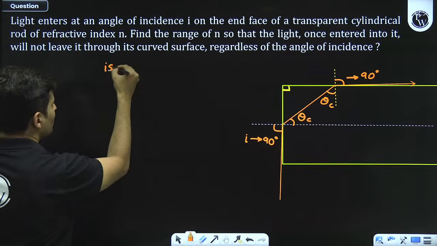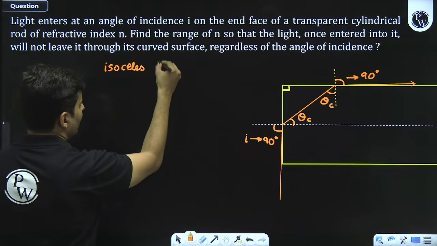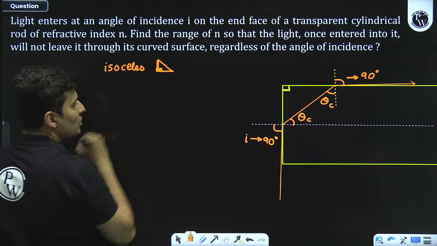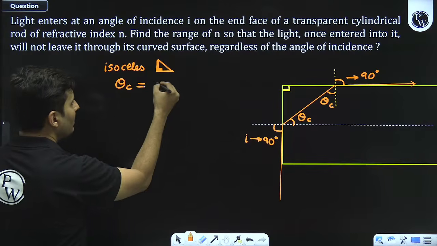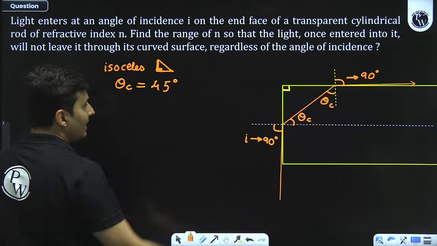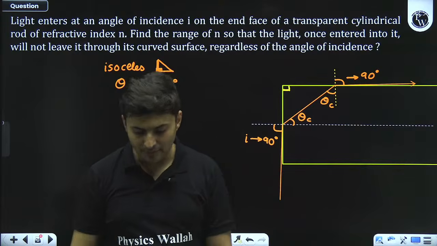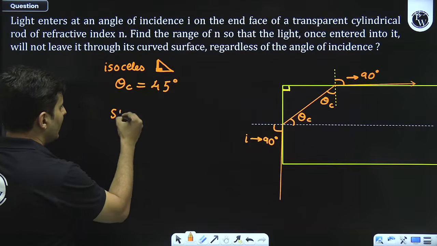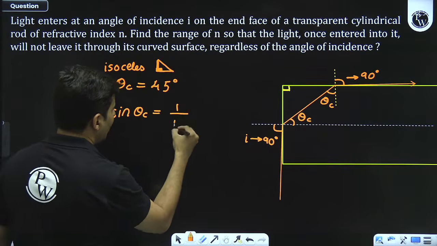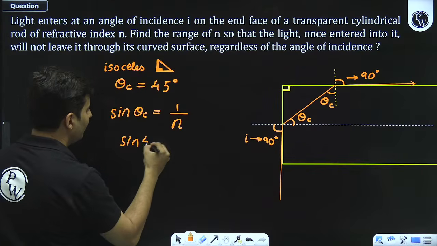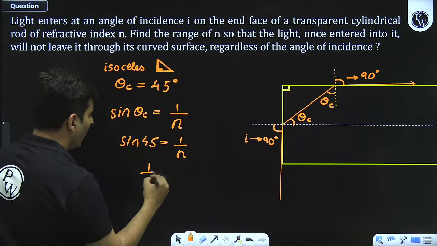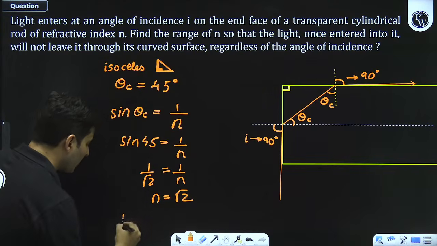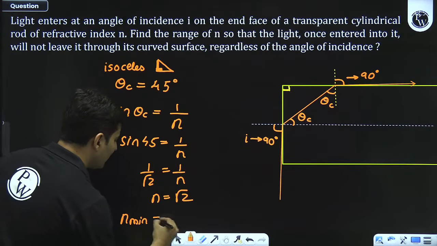So, it's an isosceles right-angled triangle. So, theta c will be basically 45 degrees. Yes or no? Very good. Next step. What is sine of theta c? It will be 1 by the refractive index. So sine of 45 is 1 by n. So 1 by root 2 is 1 by n. So n is root 2. So the n minimum value is basically root 2.